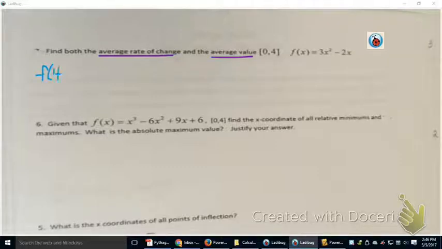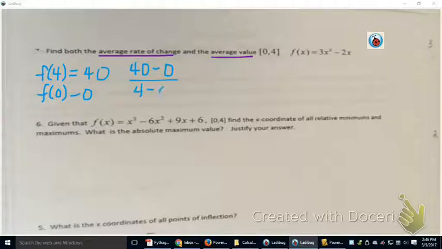So f of 4 is 40. f of 0 is 0. So the average rate of change is 40 minus 0 over 4 minus 0, which is 10. The average value is the integral from 0 to 4 of the function. And then you divide that by 4 minus 0, or multiply by 1/4.